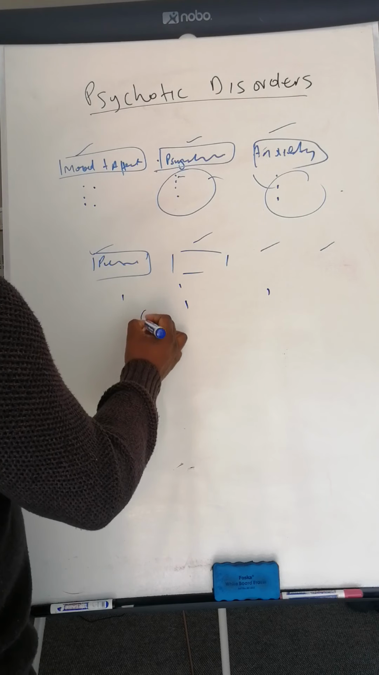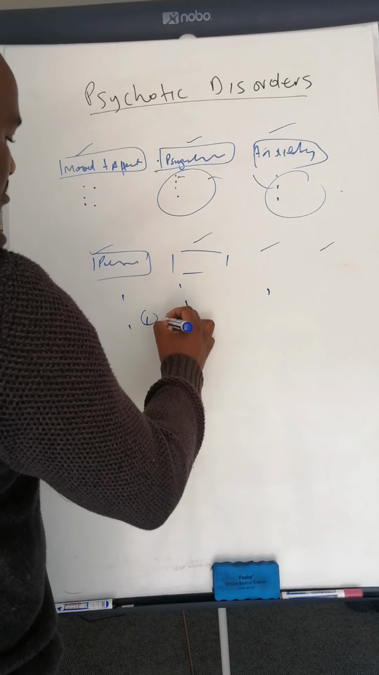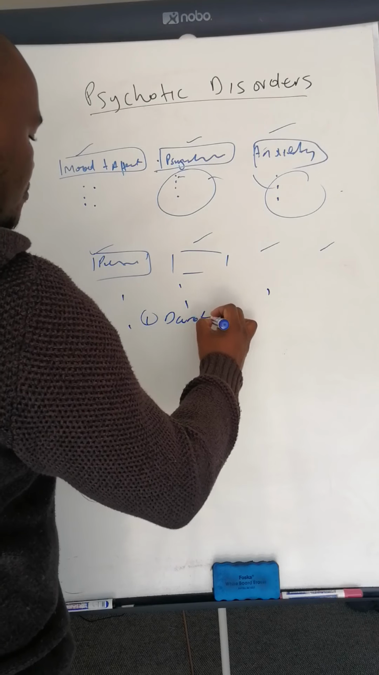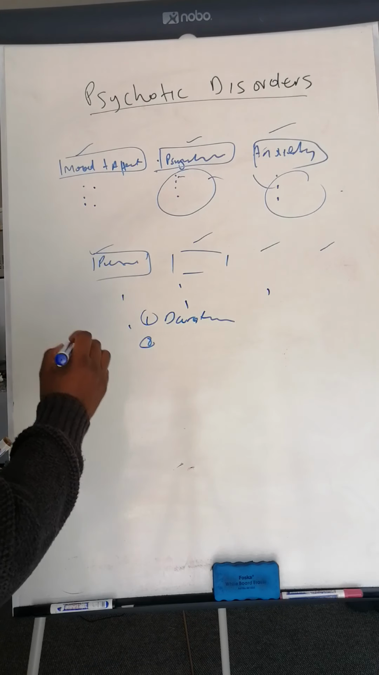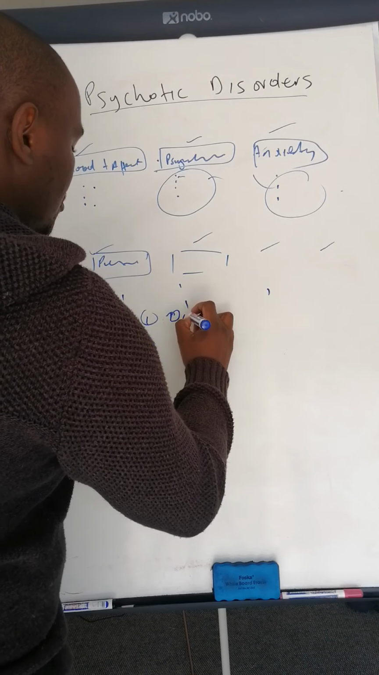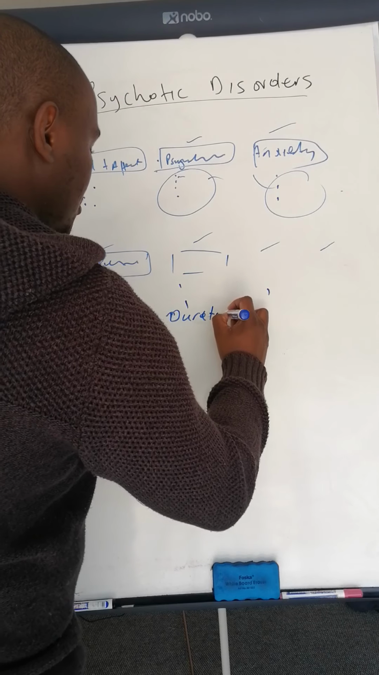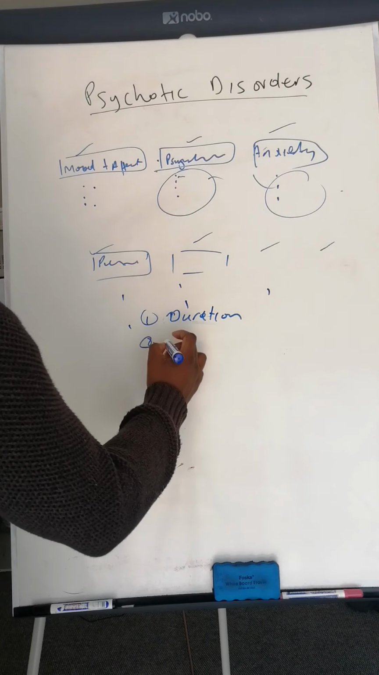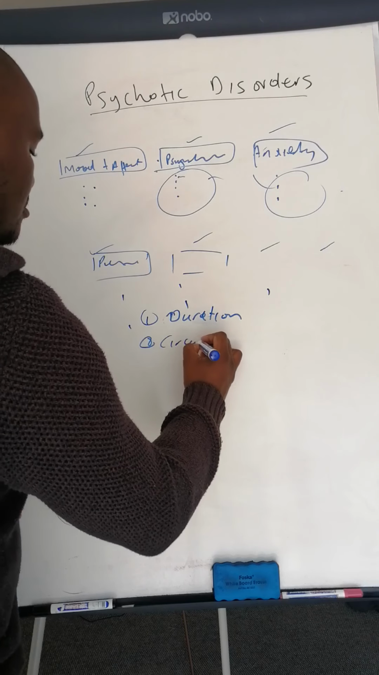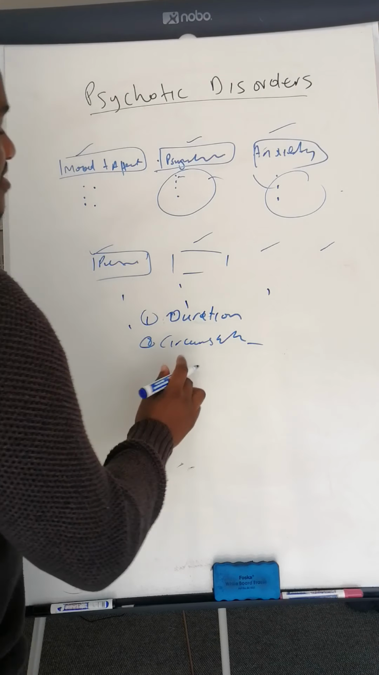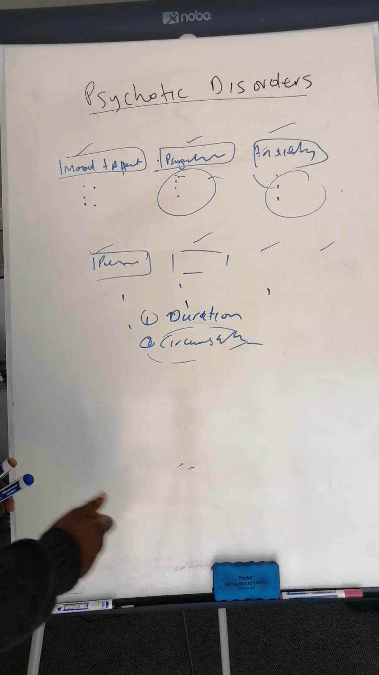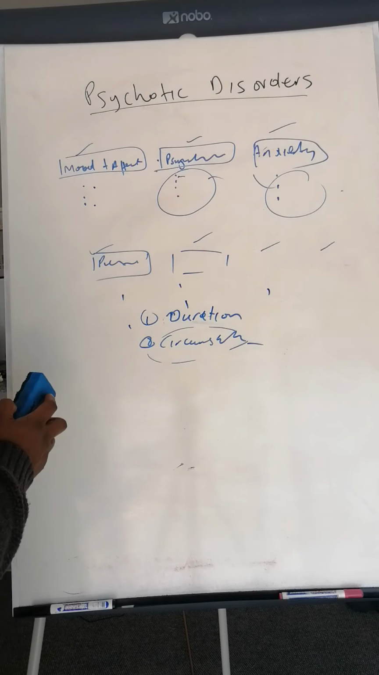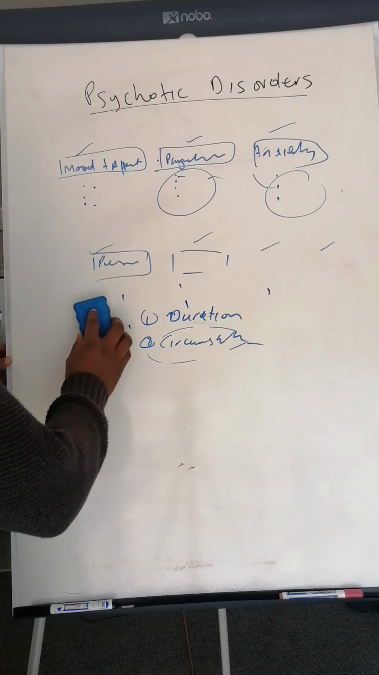In psychiatry, one thing that becomes very important is the duration of symptoms. Number one is duration of symptoms. Number two, the circumstances. And this is very applicable to anxiety disorders. I will show you now what I'm talking about. So the first umbrella that we're going to be talking about now is psychotic disorders.